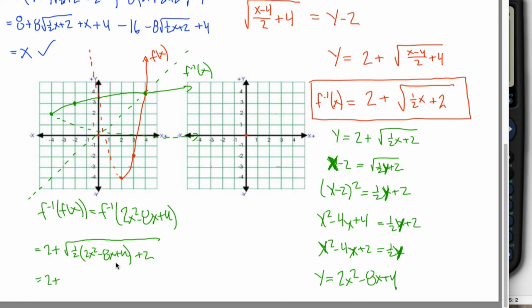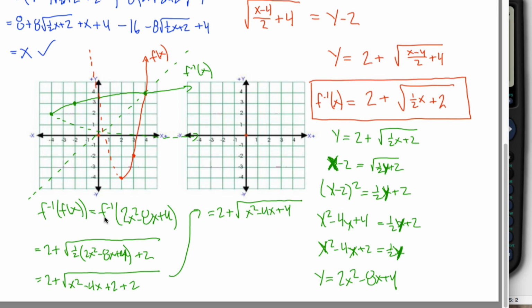I guess I could get rid of these parentheses here. I could take this 1/2 and distribute it through. This is a 4, even if it doesn't look like it. Take the 1/2 and distribute it through. You get the square root of 1/2 times 2x squared is just x squared. 1/2 times -8x is -4x. 1/2 times 4 is 2. And then you have this 2 also. So really what you get is 2 plus the square root of x squared minus 4x plus 4.